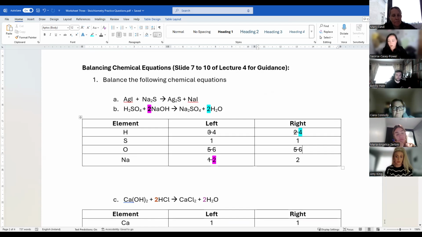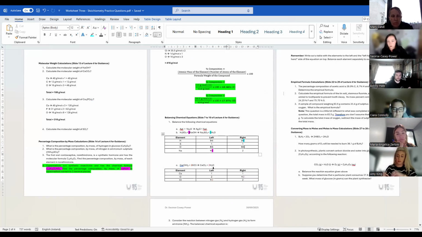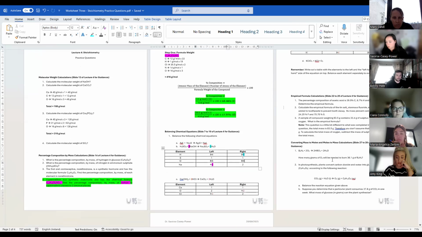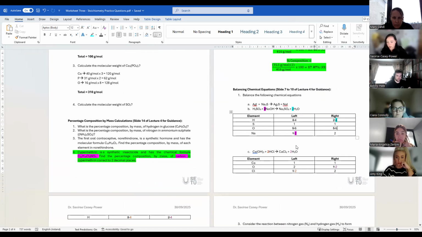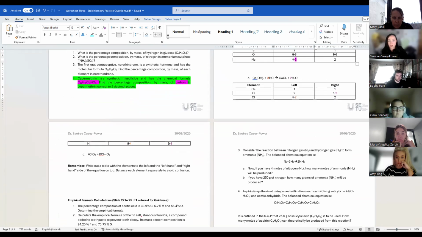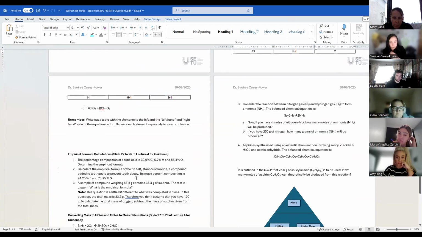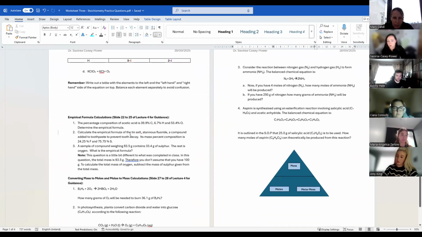Okay, perfect. Okay, so I'll move on then to, sorry, now I'm just working my way through the questions here. So we might do an empirical formula question if that's okay. Everyone happy enough to do that?